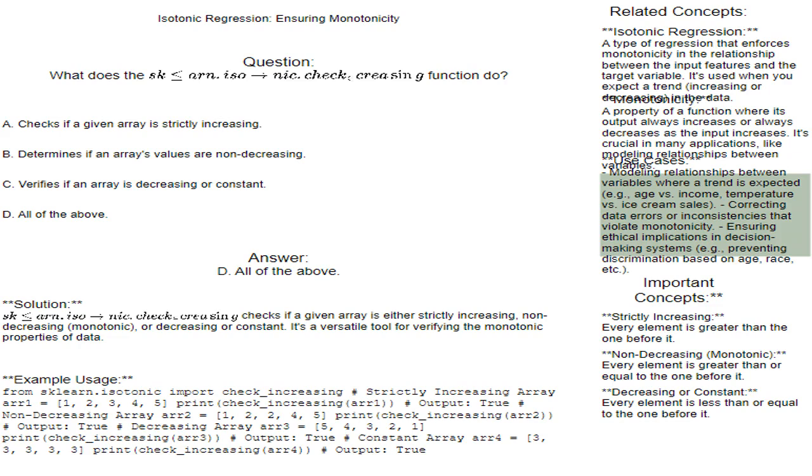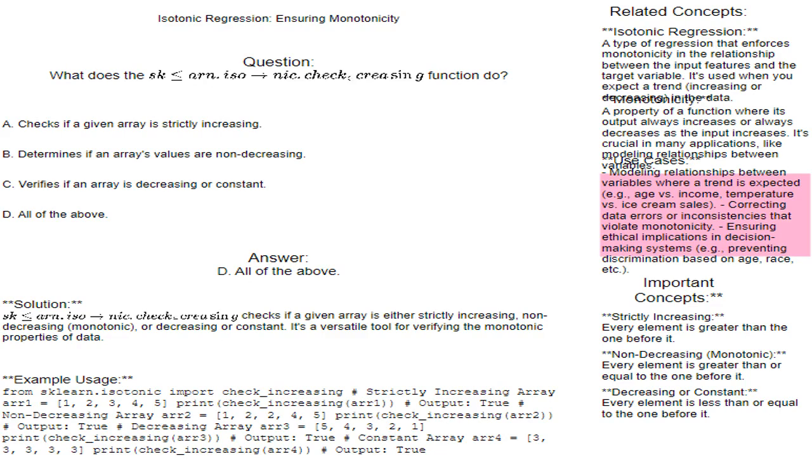Modeling relationships between variables where a trend is expected, e.g., age vs. income, temperature vs. ice cream sales. Correcting data errors or inconsistencies that violate monotonicity. Ensuring ethical implications in decision-making systems, e.g., preventing discrimination based on age, race, etc.